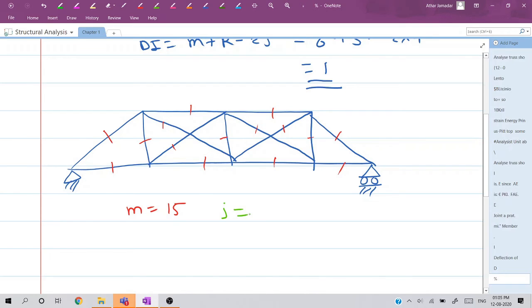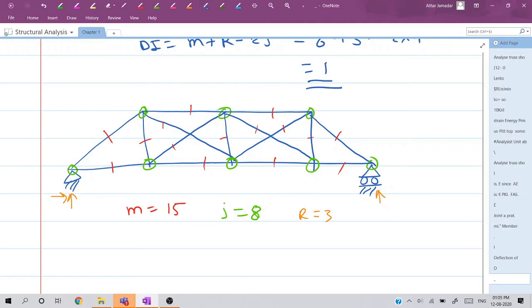Then j, joints: 1, 2, 3, 4, 5, 6, 7, 8. Joints are 8. Okay, and total reactions 3. R is equal to 3.